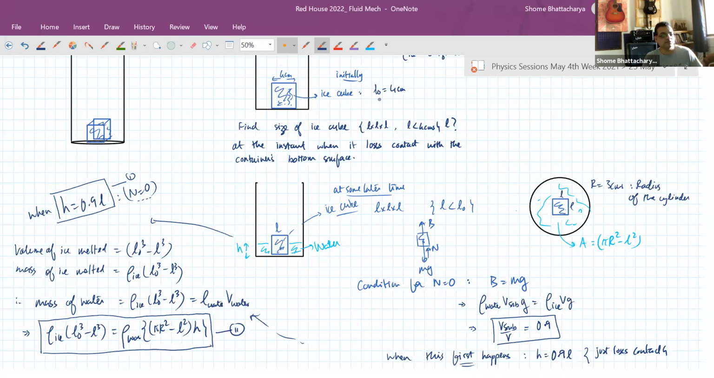So there's a tendency to make a mistake in this question in a couple of places. The first tendency is to equate the volume of ice melted with the volume of water formed, which is wrong because they have different densities, remember. And second, with the expression for the volume of water, one might in a hurry forget that the water is not occupying the entire cross section of pi r square. It's occupying a cross sectional area of pi r square minus L square. And that L is also shrinking as time is increasing.